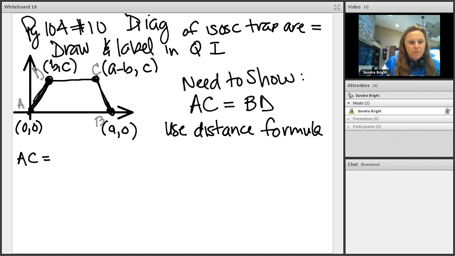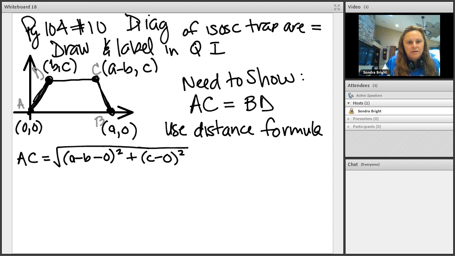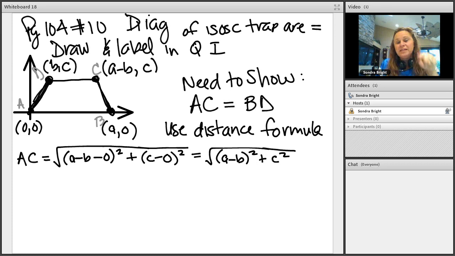It will equal the square root of a minus b minus 0 squared plus c minus 0 squared. And that ends up equaling the square root of a minus b quantity squared plus c squared. And then stop. Don't you dare take the square root of that guy right now, because then you're wrong. You're going to lose points. Because of this plus sign, you cannot write it. It's not equivalent to a minus b plus c because of that plus sign, the plus sign in between the two squareds. So you can't simplify that.